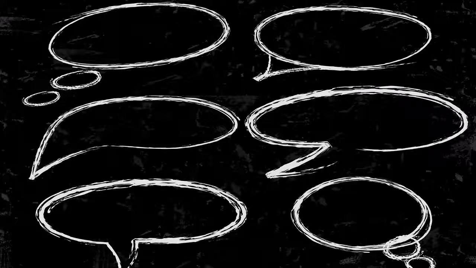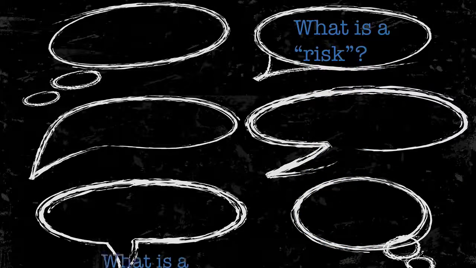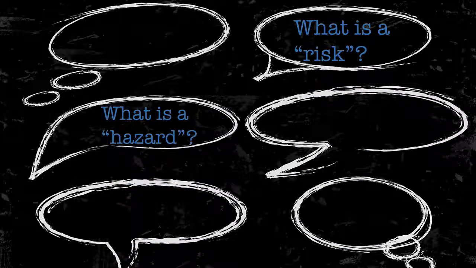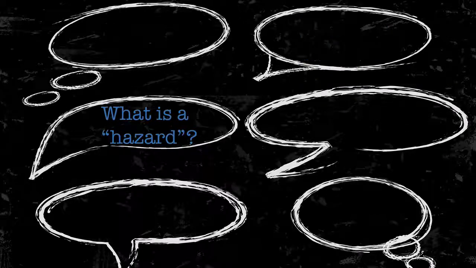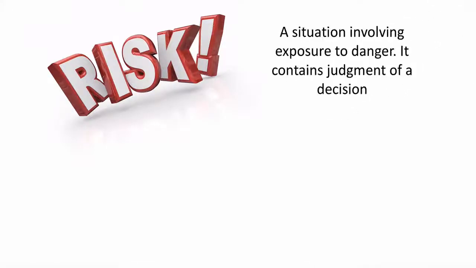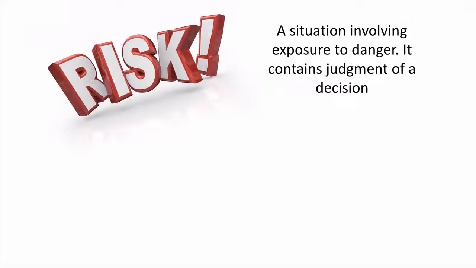There are several types of hazards that we will talk about during this training. First, let's discuss the difference between a risk and a hazard. What does a risk mean to you? A risk is a situation involving exposure to danger. It contains a judgment of a decision.